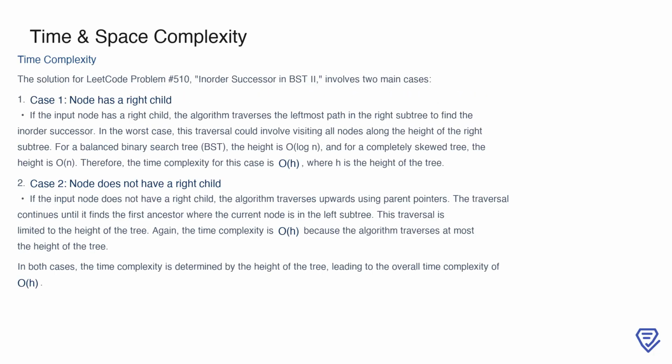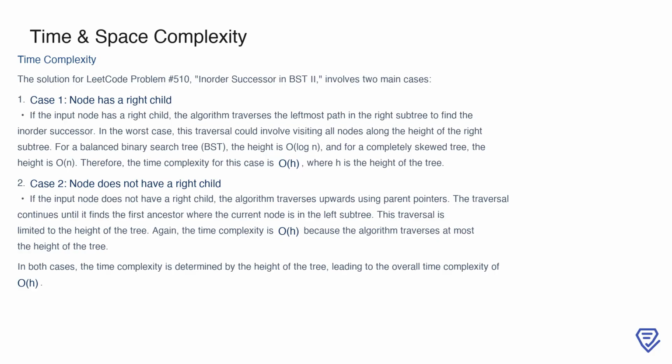The time complexity of solving this problem depends on two main scenarios. First, if the given node has a right child, the algorithm follows the leftmost path in the right subtree to locate the Inorder successor. In the worst case, this means traversing all the nodes along the height of the right subtree. For a balanced binary search tree, BST, the height is proportional to O(log n), while in a completely skewed tree, the height can go up to O(n). Therefore, the time complexity for this case is O(h), where h represents the height of the tree.